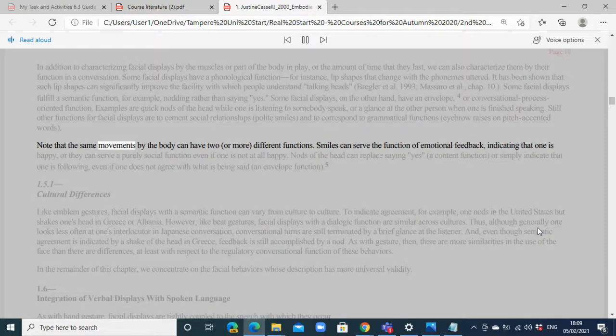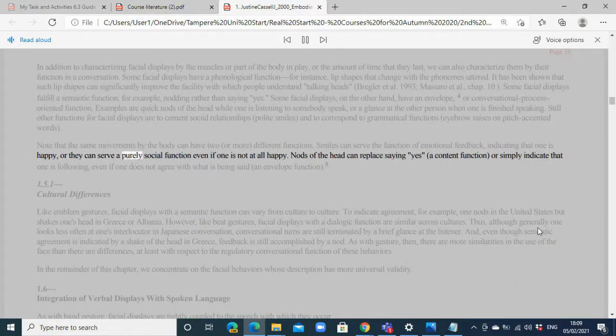Note that the same movements by the body can have two or more different functions. Smiles can serve the function of emotional feedback, indicating that one is happy, or they can serve a purely social function even if one is not at all happy. Nods of the head can replace saying yes, the content function, or simply indicate that one is following, even if one does not agree with what is being said, an envelope function.